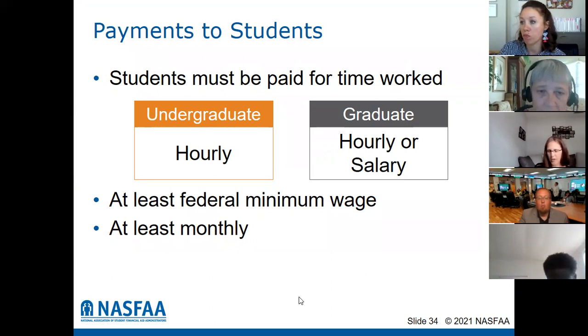Again, we always say document, document, document. Regardless of who pays the student, the school must ensure the student always is paid for any work performed.